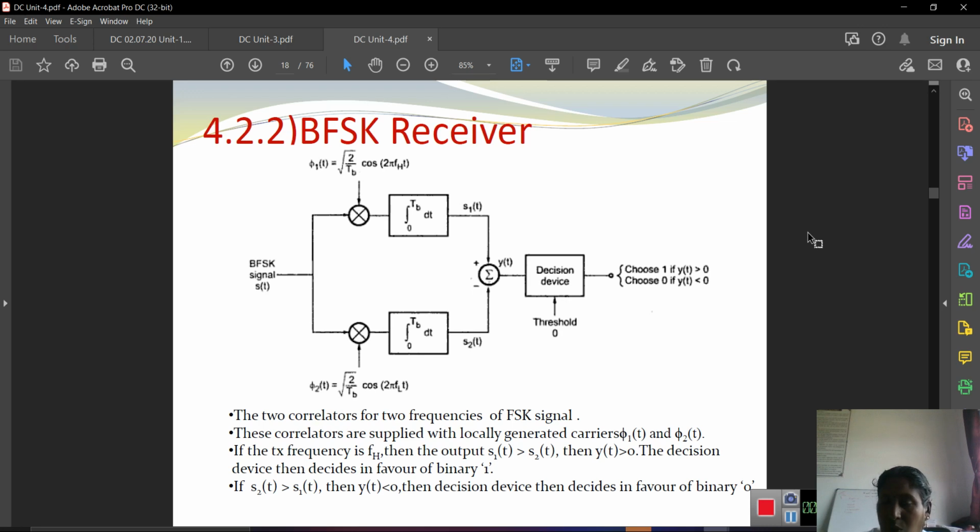So, this is the overall general introduction of the BFSK transmitter section and the receiver section.